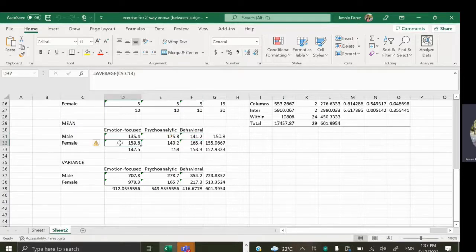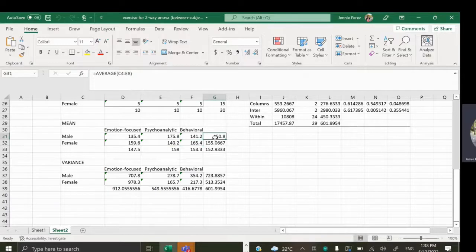And for the females, we have here the mean score, 159.6, for the clients with a female counselor using emotion-focused counseling. And 140.2 is the mean score of clients who had a female counselor using psychoanalytic counseling. And this is the mean score of clients who had a female counselor using behavioral counseling.